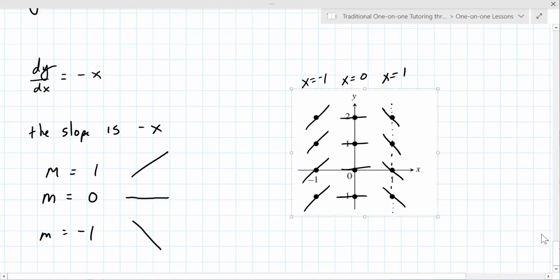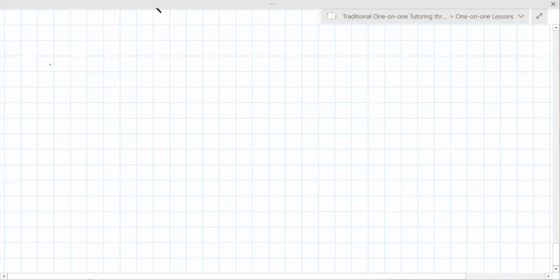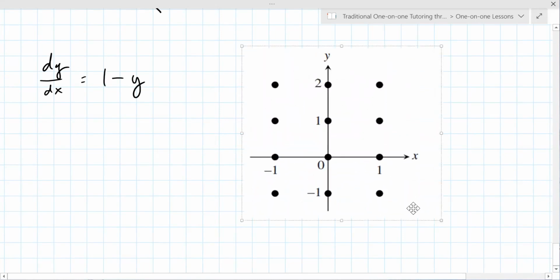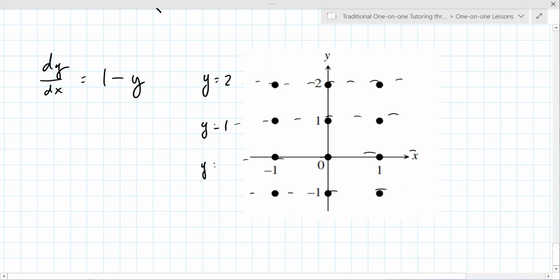Okay, so let's try another one here that's slightly more complicated. dy/dx equals 1 minus y. And this time, kind of the same grid. When it's only in terms of one variable, you generally want to use the ones that are the same everywhere. So we want to look at the case when y equals 2, y equals 1, y equals 0, and then y equals -1. And the most useful slopes are 0, 1, and -1.